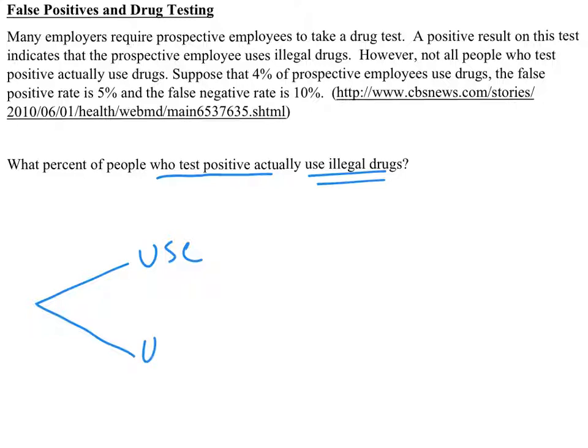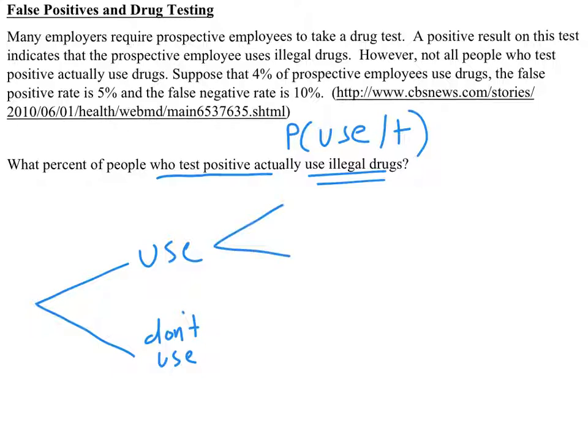I'm just going to say, well, I don't want to say positive because... complement. I'm just going to say for this event, don't use. Because what we're calculating here is the probability that somebody uses given a positive test. Okay? That's what we're using our tree diagram to get.